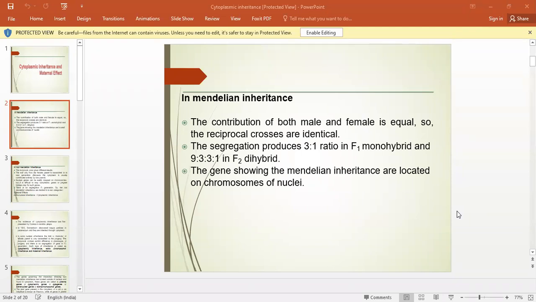Okay, the third thing is that the gene which shows the Mendelian inheritance is located on the chromosomes of the nucleus. It is a very basic thing. Whatever genes or DNA show this Mendelian inheritance, they are present in the nucleus of the cell. And what are we learning? We are learning about the cytoplasmic inheritance.